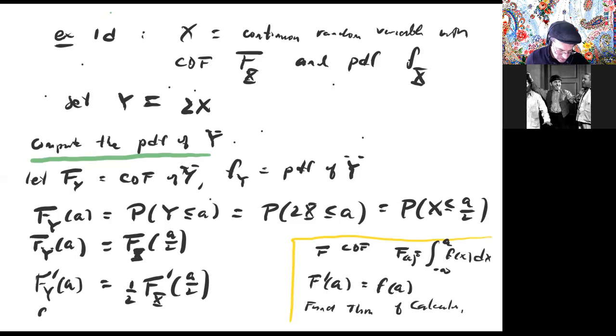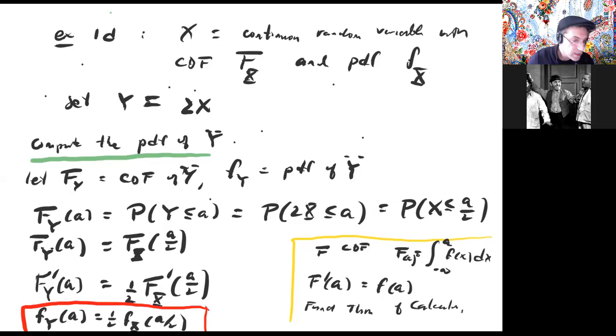So that means that the left side of this equation is given by f sub y of a, and the right side is given by 1/2 the PDF of the random variable x evaluated at a over 2. So that is actually the answer to our question. The PDF, the probability density function of the random variable y evaluated at a number a is 1/2 that of the probability density function of the random variable x evaluated at a over 2.